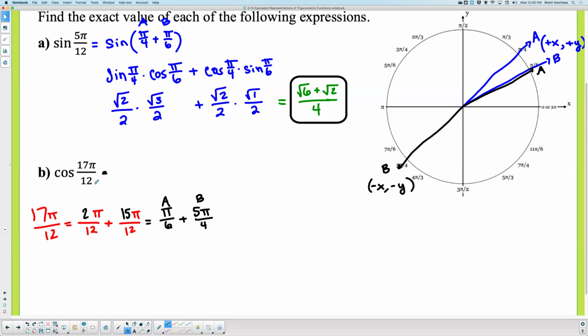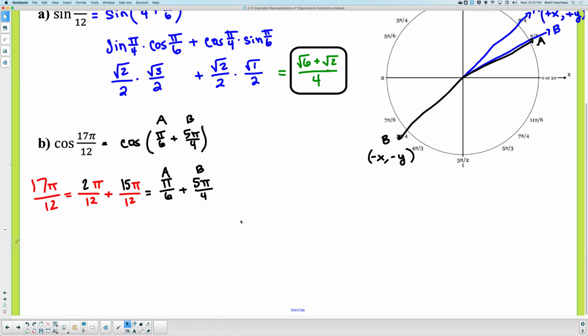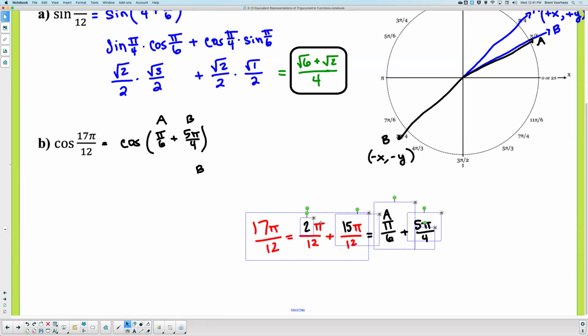Okay, so we're looking for cosine of 17 pi over 12. We're going to use cosine of pi over 6 plus 5 pi over 4. That's what I'm actually going to be finding. I'm going to call this A and this B. So that I can write more linearly, I'm going to write this off to the side. I'm going to move this over here.